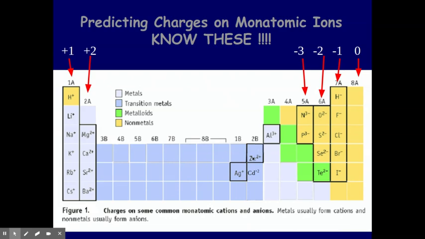But there are a few that always do the same thing. So you might want to make a note on your periodic table. Zinc's always a plus 2. Silver's always a plus 1. Cadmium's always a plus 2. Aluminum's always a plus 3. Other than that, these guys in this area, well, you're going to need a charge in their name.